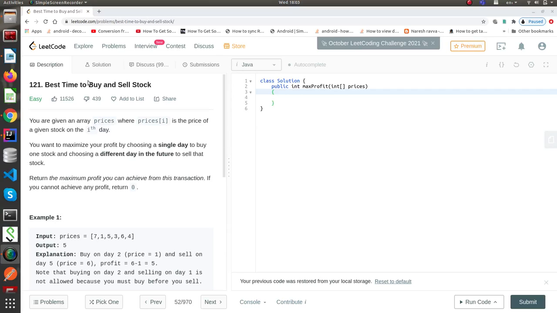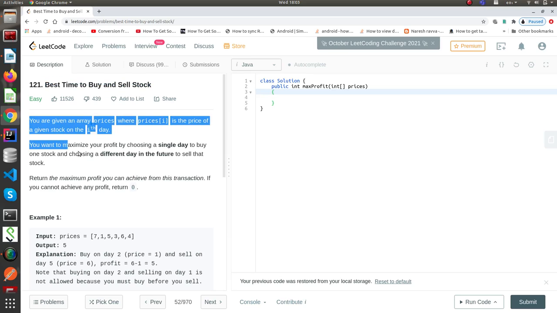Today we'll discuss one of the LeetCode problems, Best Time to Buy and Sell Stock. Let's go through the problem once.